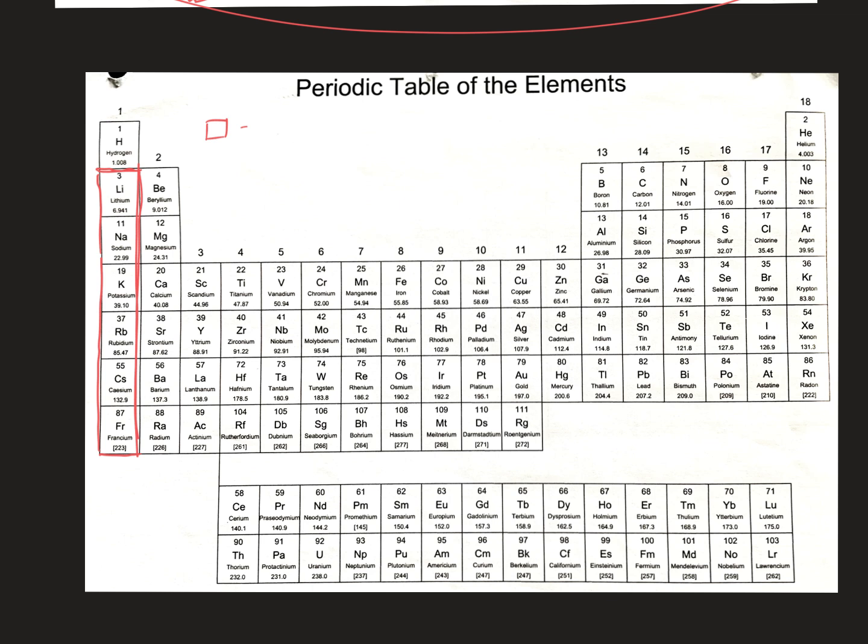So this first group, we call these the alkali metals. And just like we saw last time, these are the most reactive metals on the periodic table. Okay. And that's the first group, if you can't see the color. So 3 to 87 in that same column.